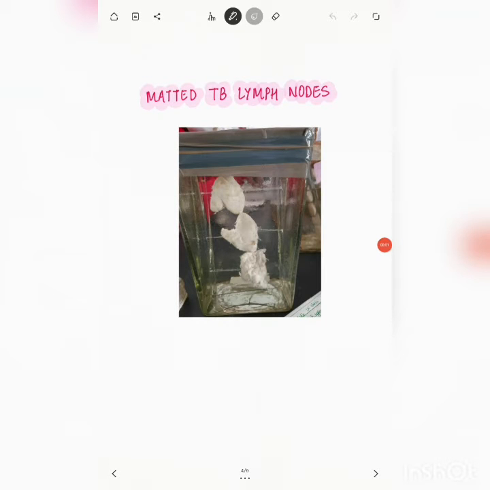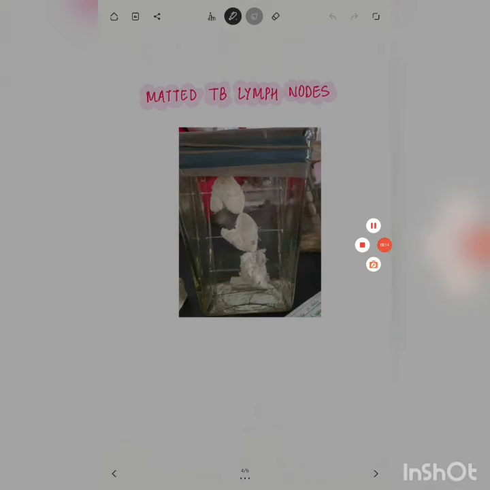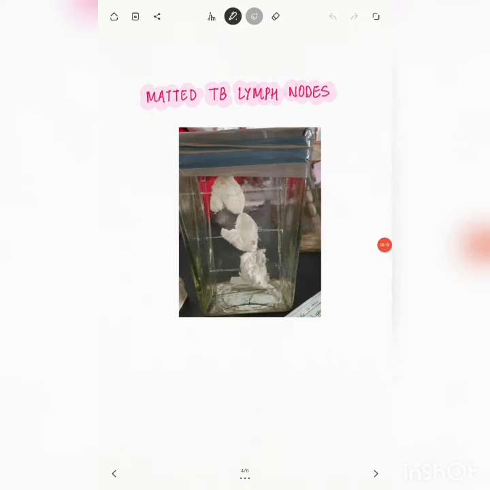Now here comes our next specimen. Our next specimen is a well preserved specimen of matted TB lymph node. So first of all, what do you mean by the term matted? Matted means a group of fused lymph nodes. Matted lymph nodes are not specific to tuberculosis. It can be seen in many other conditions as well, but in tuberculosis you will see caseous necrosis.